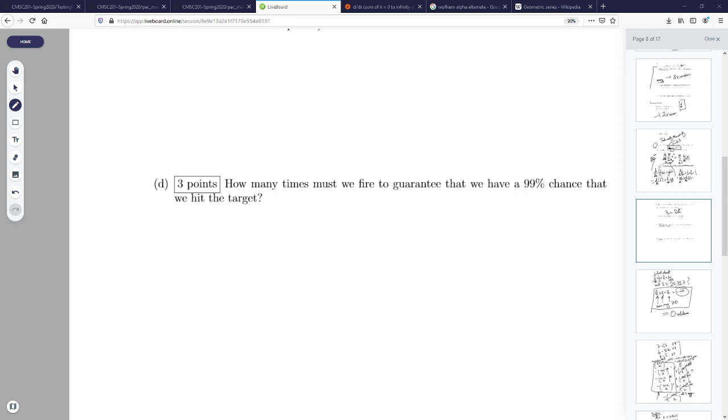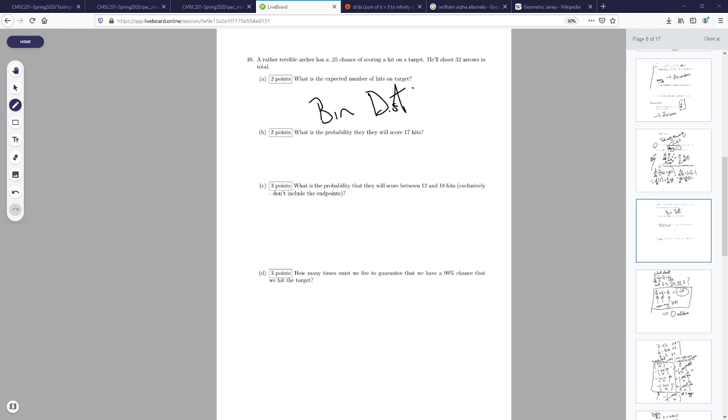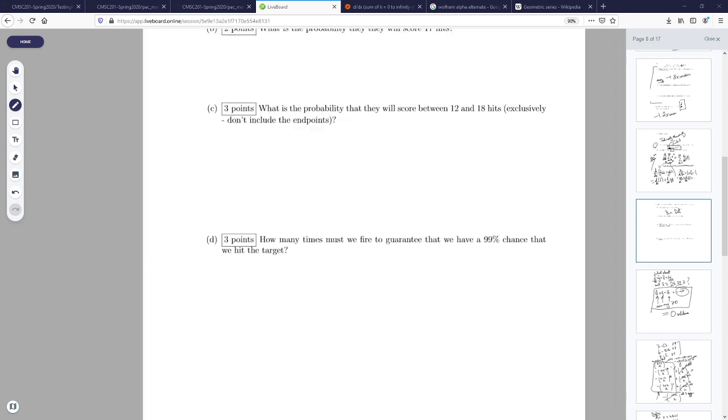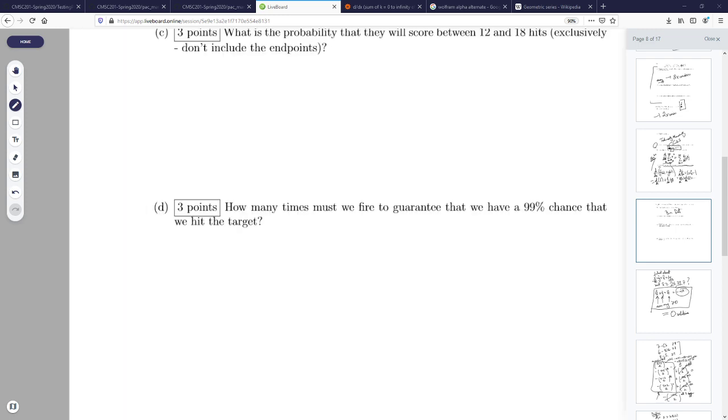So, how many times must we fire an arrow to guarantee that we have a 99% chance that we at least hit the target once? Oh, this is a fun problem.